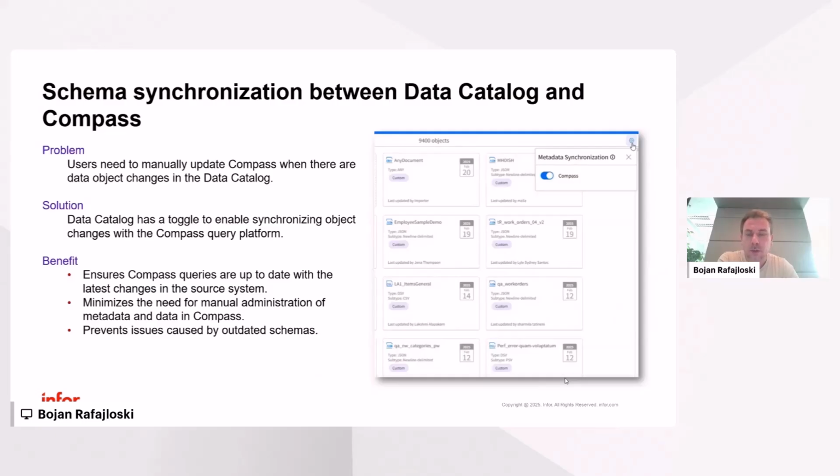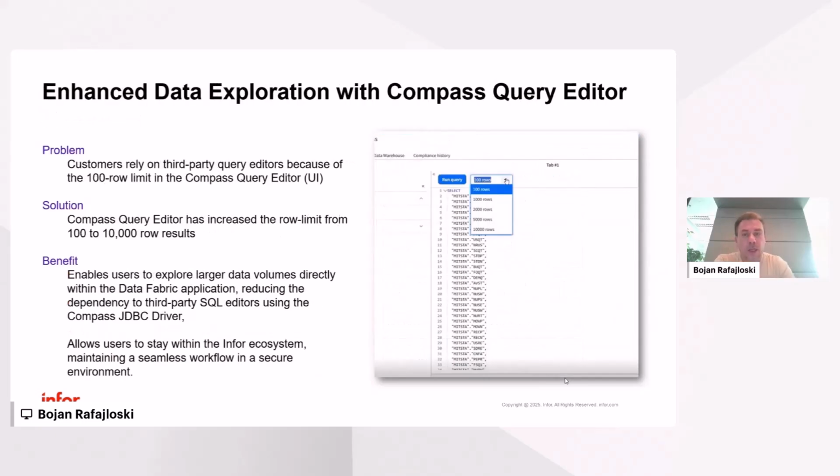This ensures that all the schemas and queries are up to date, so you're always using the latest information from your ERPs. It minimizes the amount of manual administration that you need to do. As well, it prevents usage of Compass with outdated schemas. I'll explain the next feature as well, and then I'll jump into the demo, so I'll show both of them within Compass. The other improvement is for the Compass query editor.